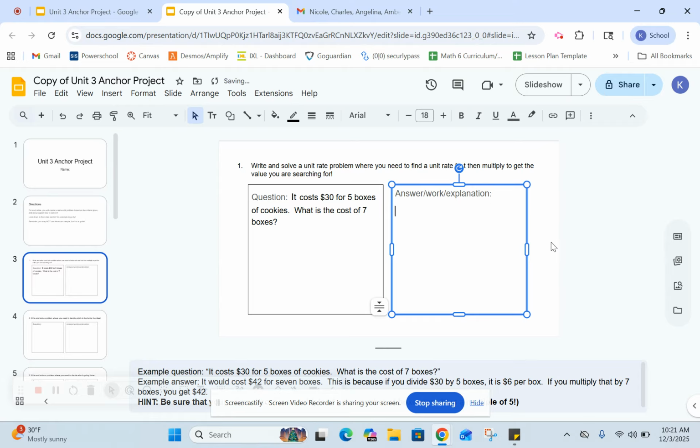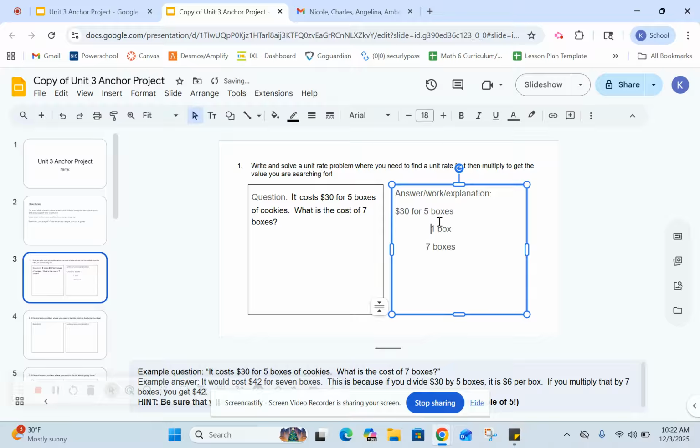First thing we need to do is write down our original information. It is $30 for 5 boxes. We need to know the cost of 7 boxes. So we need to think about, can we multiply easily to get from 5 boxes to 7 boxes? No, we cannot, so we need to make a stop in the middle. We are going to find the cost of 1 box. So now I need you to think about, how would I go from the cost of 5 boxes to the cost of 1 box? That's right, we would divide by 5.